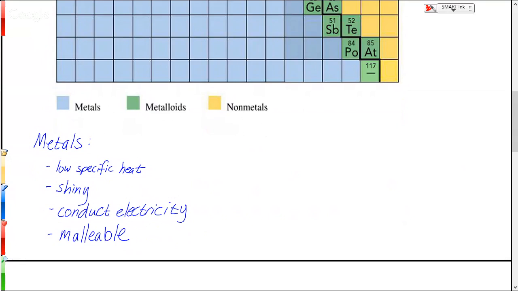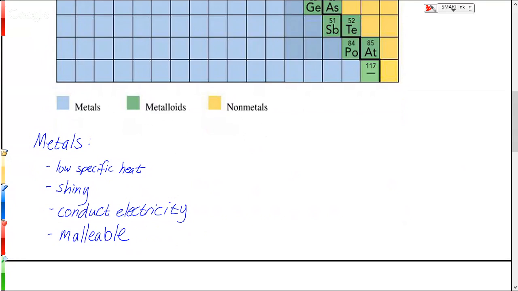So has anybody ever just taken a hammer and whacked the side of a car? Something you were mad at? No? Okay, that's probably good. But what happens if you whack the side of the car with a hammer? You put a big dent in the side, right? What happens if you whack a car window with a hammer? It shatters. Has anybody done that? You don't have to. Yeah, so a little different, right? So that's this idea of malleability.